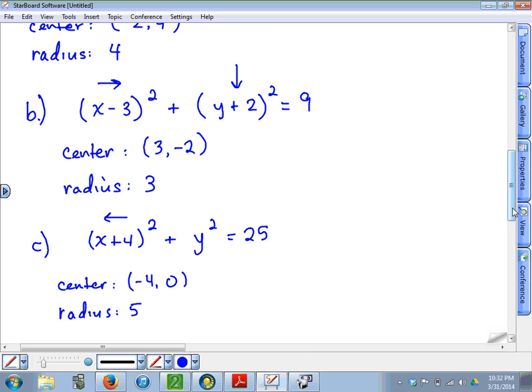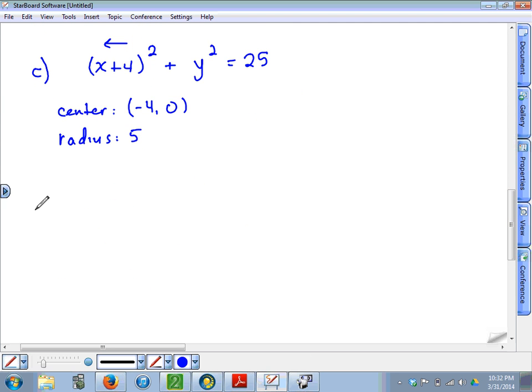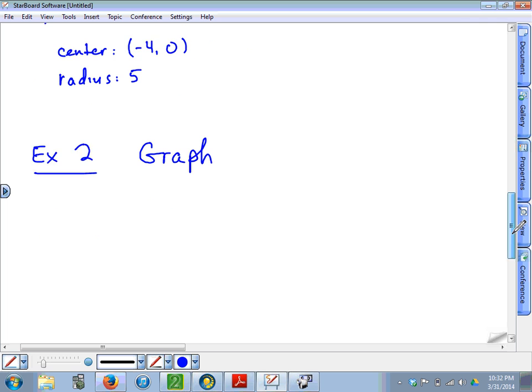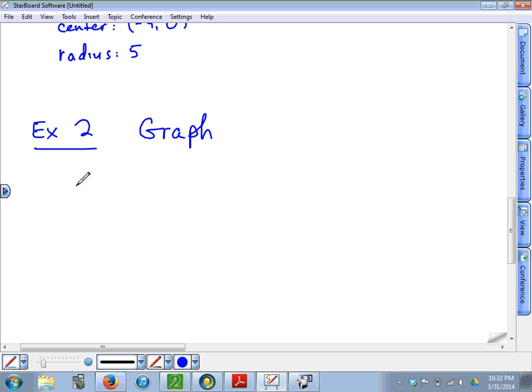So getting back to notes, I actually have to start graphing these now, and this isn't so bad. If you know the center of the circle and the radius, it should be pretty easy to produce a graph. So let's take a look at this equation. X minus 1 squared plus y plus 3 squared equals 9.